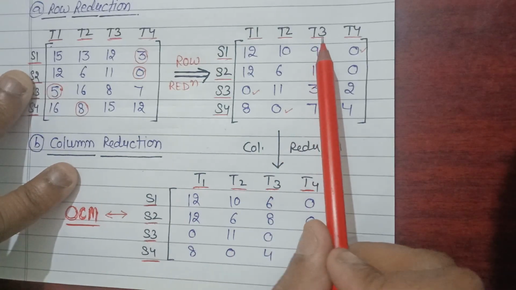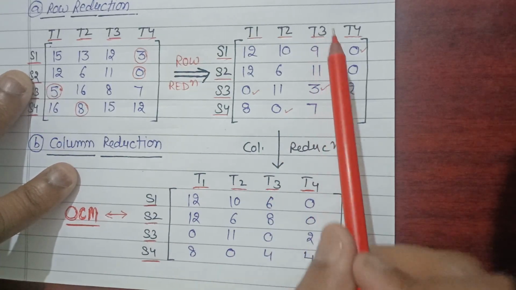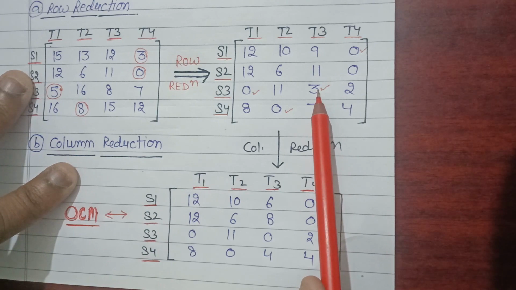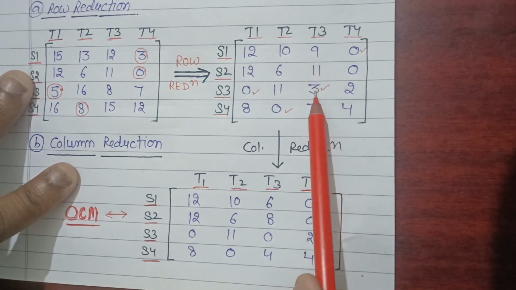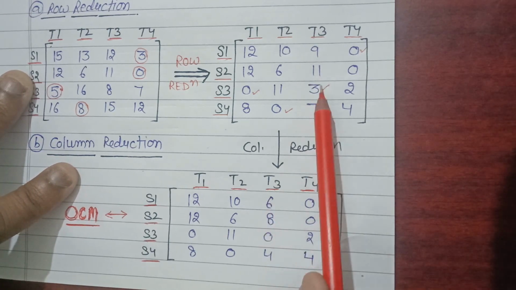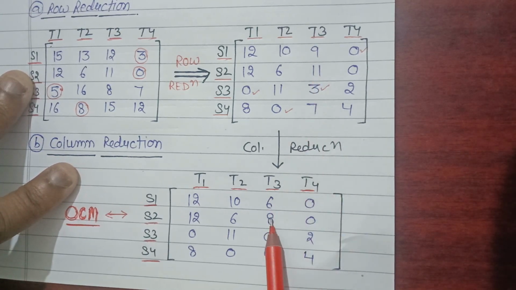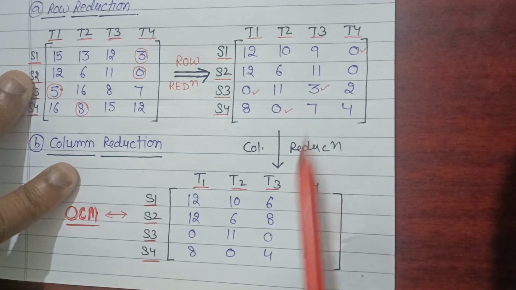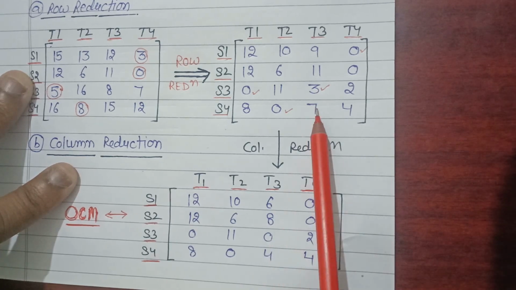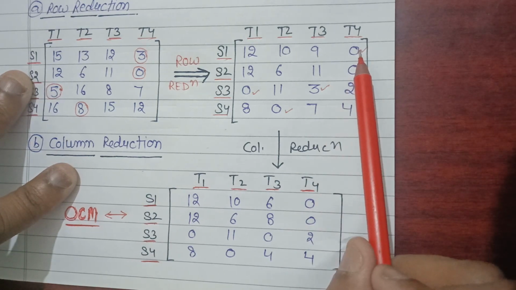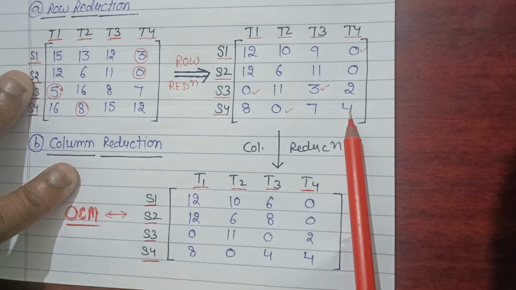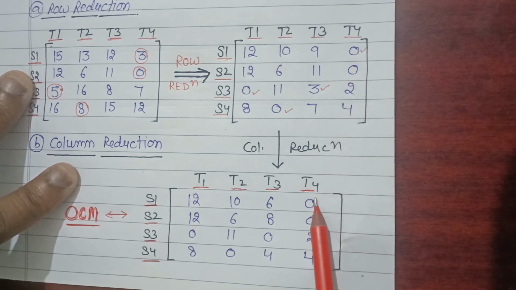Now in case of column 3, 3 is the minimum element and you have to subtract this 3 from all these 4 values. If you subtract 3 from 9, you will have 6. If you subtract 3 from 11, you will have 8. If you subtract 3 from 3, it will be 0. If you subtract 3 from 7, you will have 4. Again in column 4 you have a 0. So if you subtract this 0 from all these elements, there will be no effect on these values, so we can write this column as it is here.